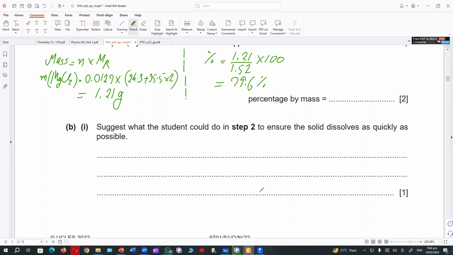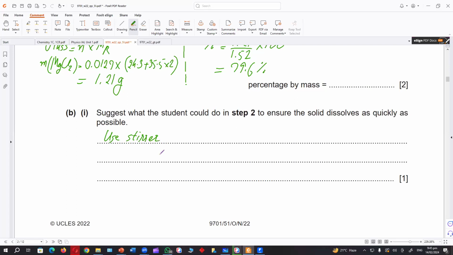Suggest what the student could do in step 2 to ensure the solid dissolves as quickly as possible. So what about the quick solvation? He should increase the temperature or use a stirrer. I think increasing the temperature is not a good idea, but what about a stirrer? Yeah. Normally we use a stirrer in the chemistry lab also. To use a stirrer.